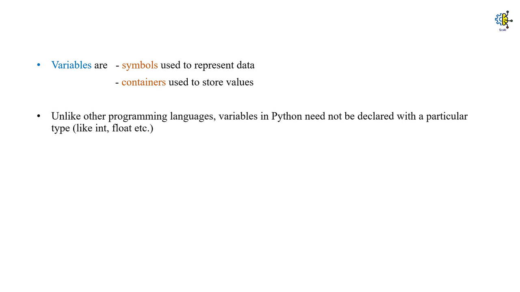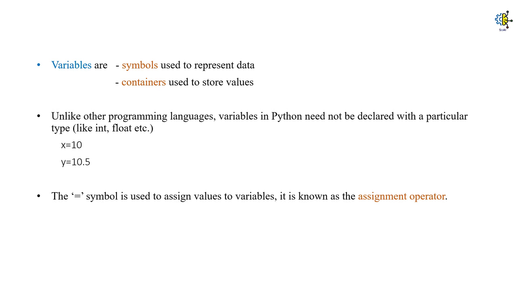For example, you may declare the following variables without specifying the type of data you are storing in them. Like you may declare x equals 10 without writing int before x. You may declare y equals 10.5 without writing float before y. The equals symbol is used to assign values to variables. Hence, it is known as the assignment operator.